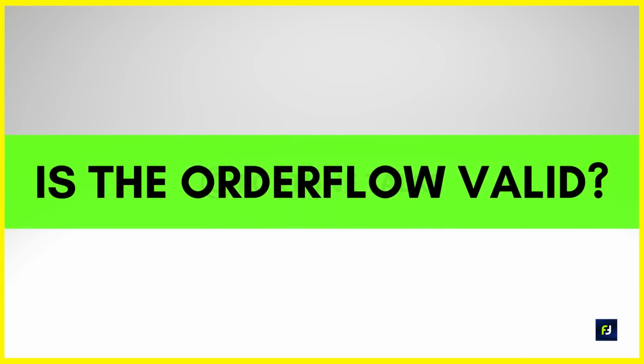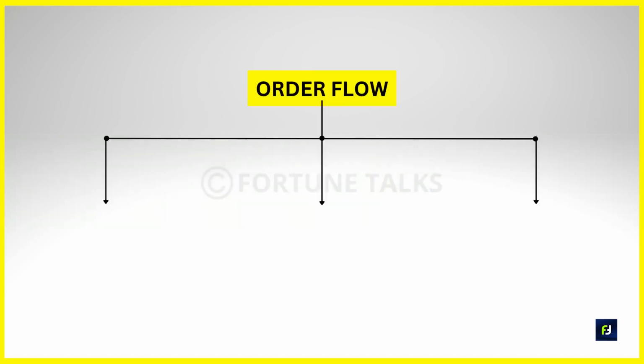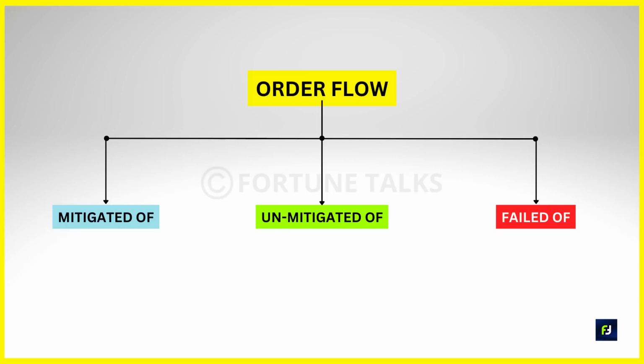But is the order flow that we have identified a valid one? This is a question which is very important to consider. Order flows can be classified into three types. These are mitigated order flows, unmitigated order flows, and failed order flows. Out of these three, only the unmitigated order flows are of any use to us. But for the sake of understanding, I will explain all of them.